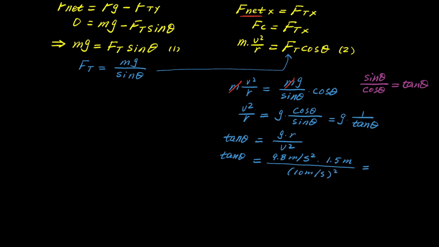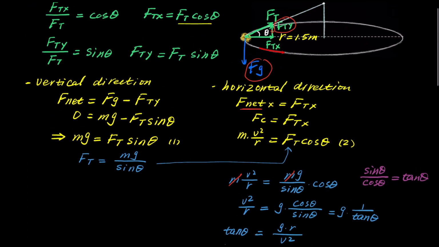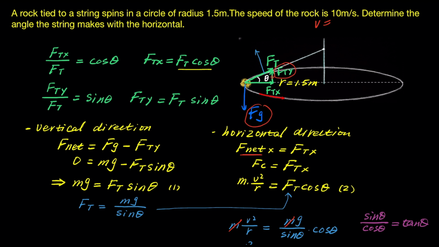So it equals 0.147. And finally, to get theta, we take the inverse tangent of 0.147. So we get theta is 8.35 degrees. And there you have it. The angle the string makes with the horizontal is approximately 8.35 degrees.